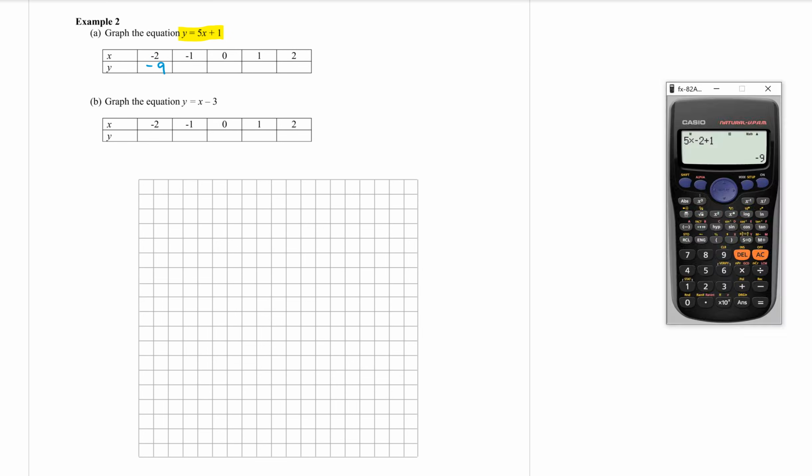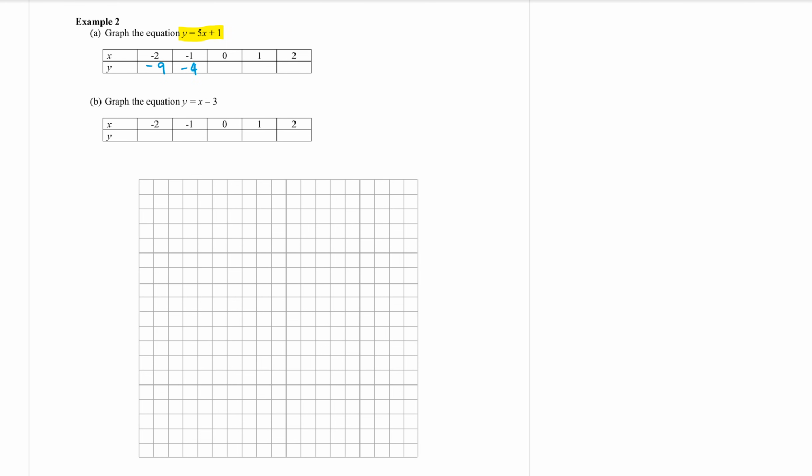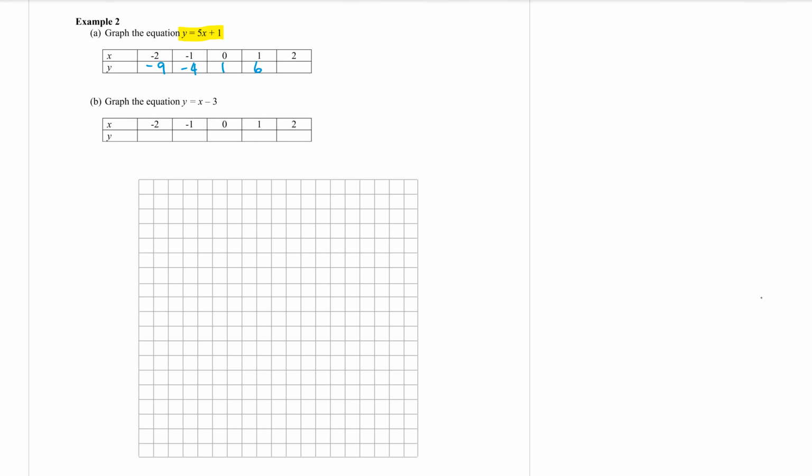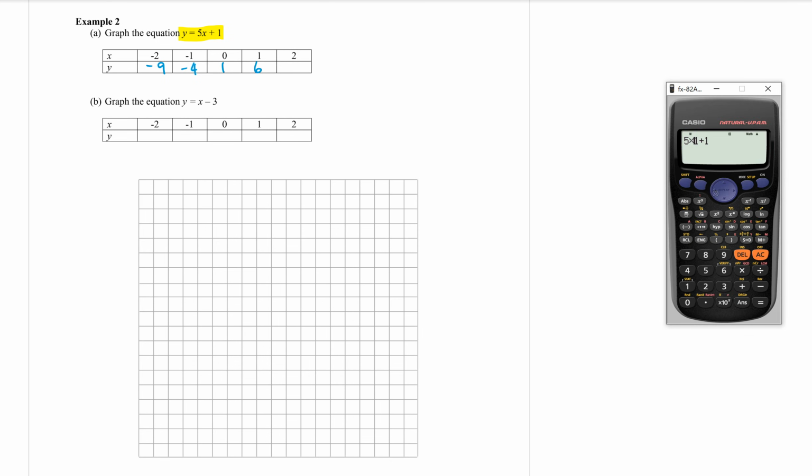Now we want to put the -1 into there. So it's 5 times -1. So I can delete that and put -1, plus 1 equals -4. For the next one, 5 times by 0 plus 1 is 1. Then we want 5 times by 1 plus 1, which is 6. And 5 times by 2, plus 1 is 11.